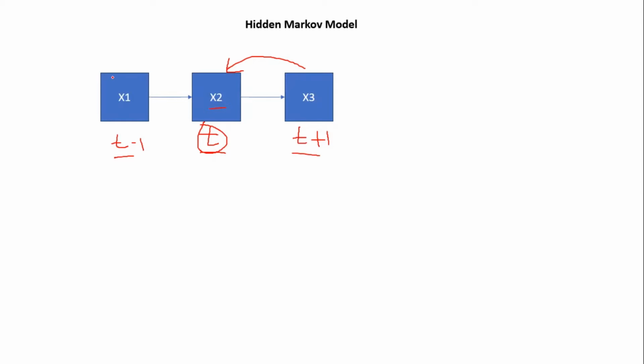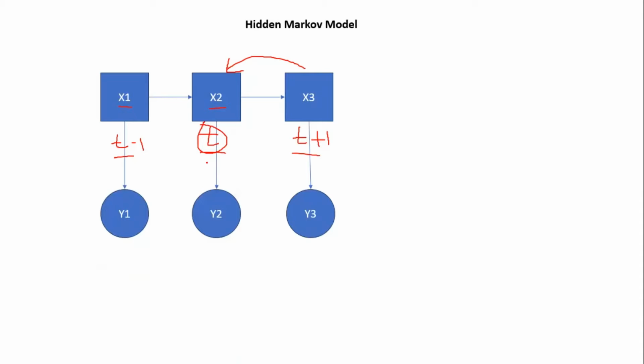Now suppose the states t minus 1, t, t plus 1 are not given. Then how do we identify the events? Depending on the observable states, or the evidence, we need to find the states. So if these states are not given, you need to find out x1, x2, and x3 based on the observable states. Here the observable states are y1, y2, and y3.